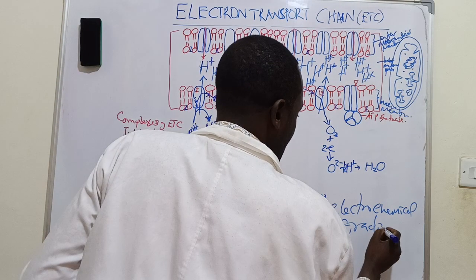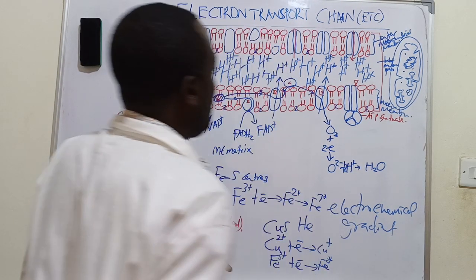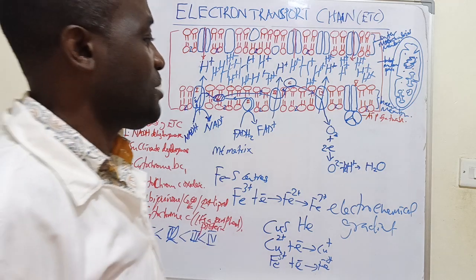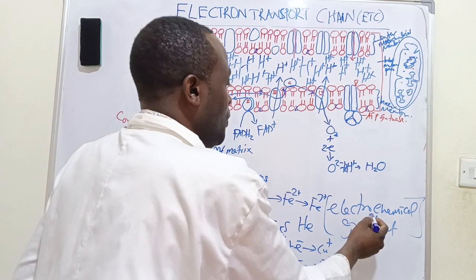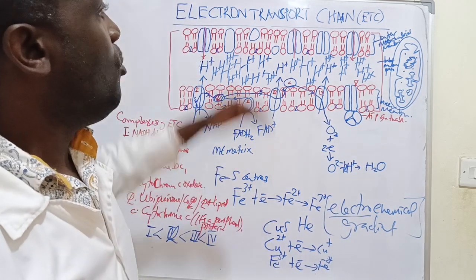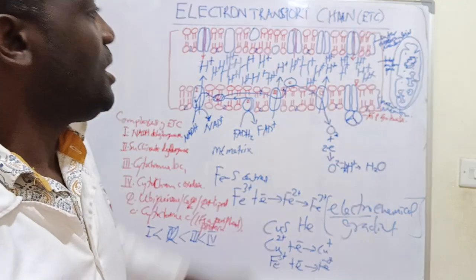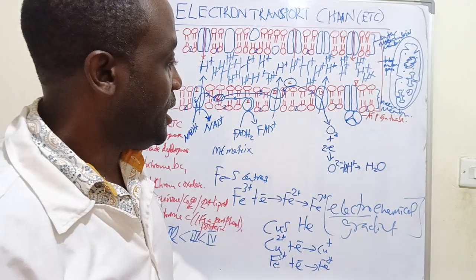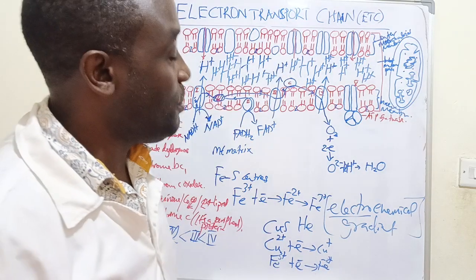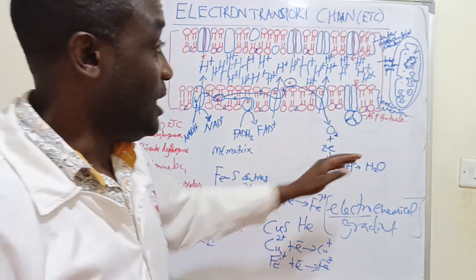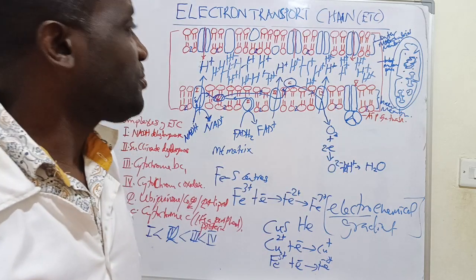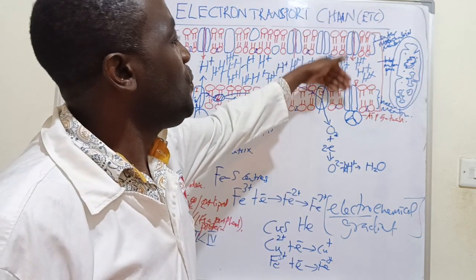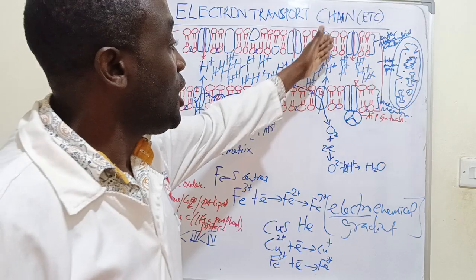An electrochemical gradient develops between the matrix and the intermembrane space as far as proton concentration is concerned. Electrically, because of the difference in charge, there is more positive charge in the intermembrane space than in the matrix. Secondly, chemically, there are more protons in the intermembrane space than in the matrix. Because of that electrochemical gradient, protons tend to diffuse back.